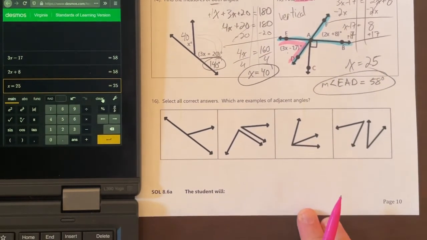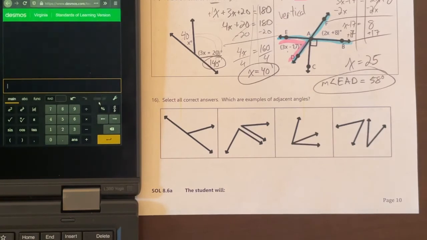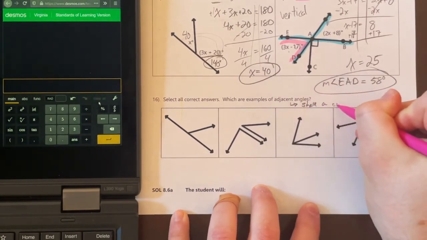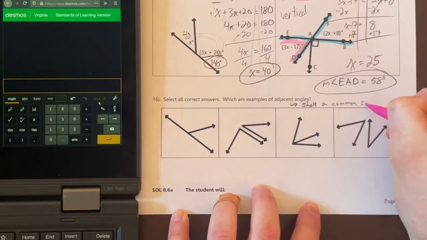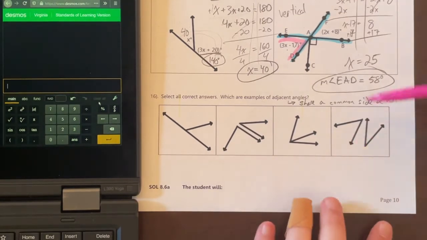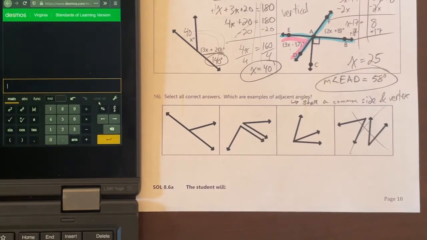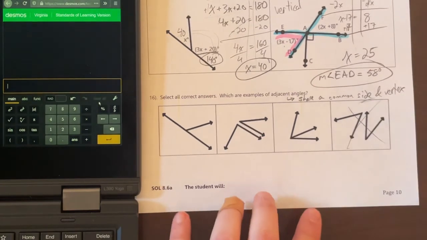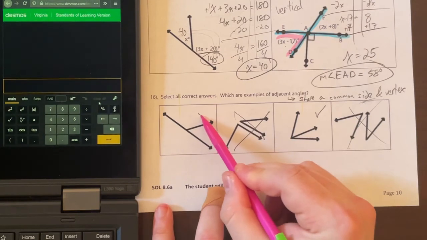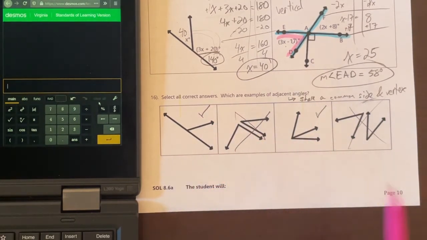All right. And then lastly, it says select all correct answers. Which examples are adjacent angles? That means that they share a common side and vertex. If they are split like this, we know that these are not adjacent angles. Even though they seem next to each other, they have to be attached. They have to share that side. So we'd say, okay, this one's good, this one is not, and this one is also good. So we'd have those two for that one.